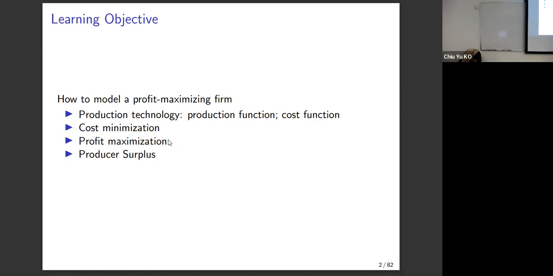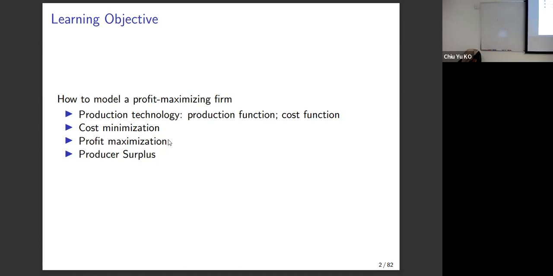How about I combine the input to produce an output, and what's the cost associated with that? That is, do it internally without taking the market into account, right? The second one, profit maximization, is one more step. I look at the market, if we're talking about the downward sloping demand curve or profit competition, right? That will give you the profit maximization, okay?